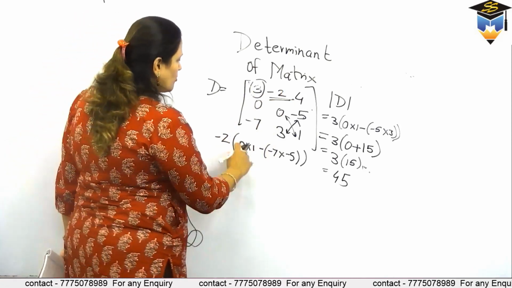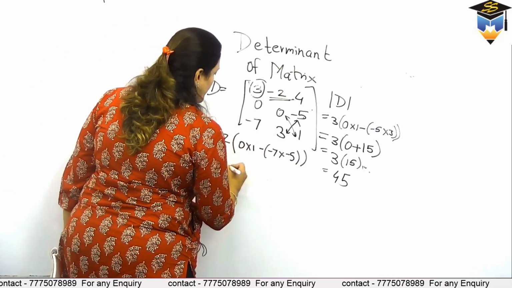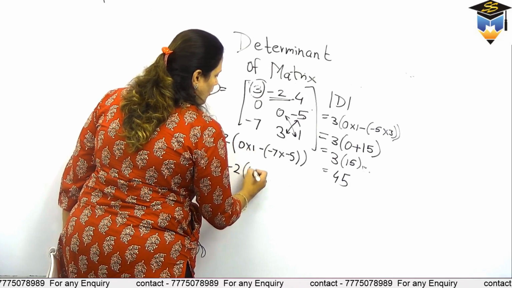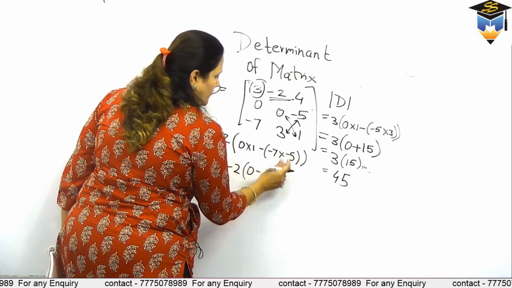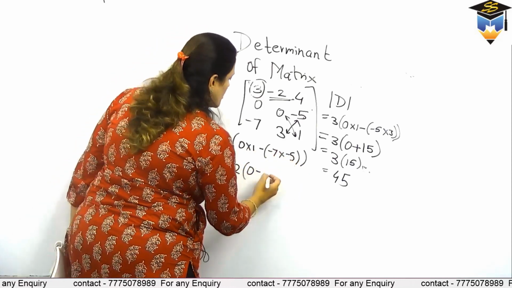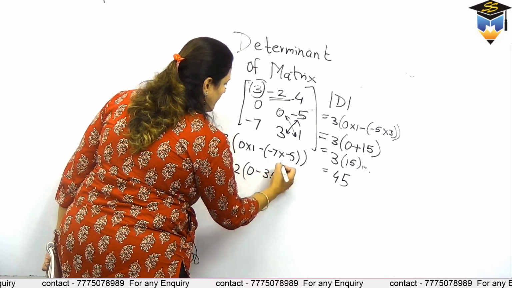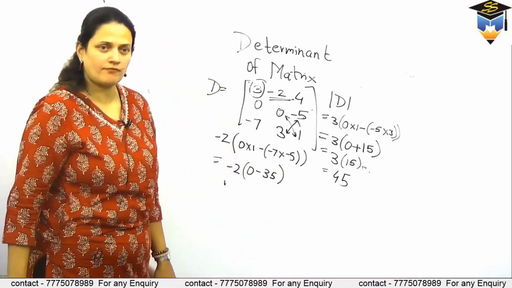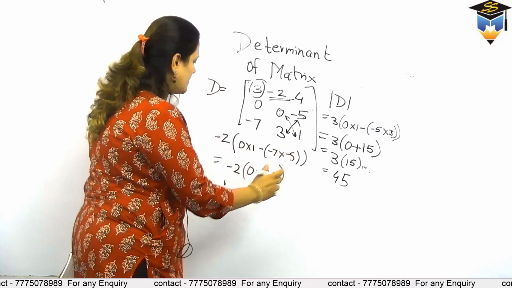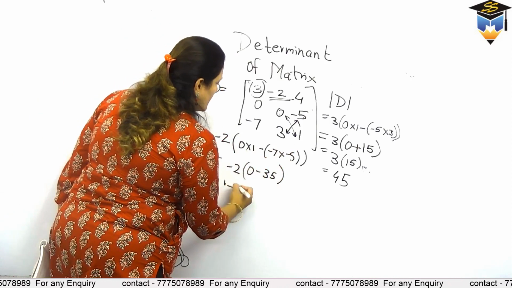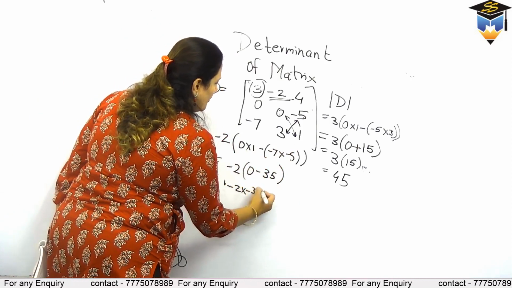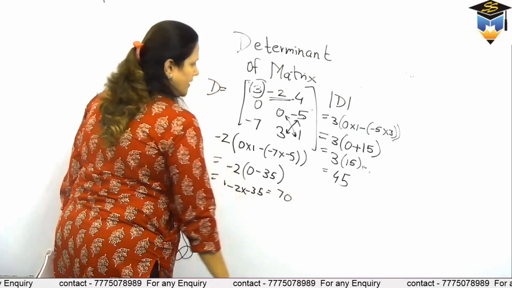Okay. So if you can see over here, it is going to be -2, 0, minus into minus becomes plus. So it is going to be plus 35. And it is going to get this particular minus sign. So I am going to write it down as -2 into -35, that is plus 70.